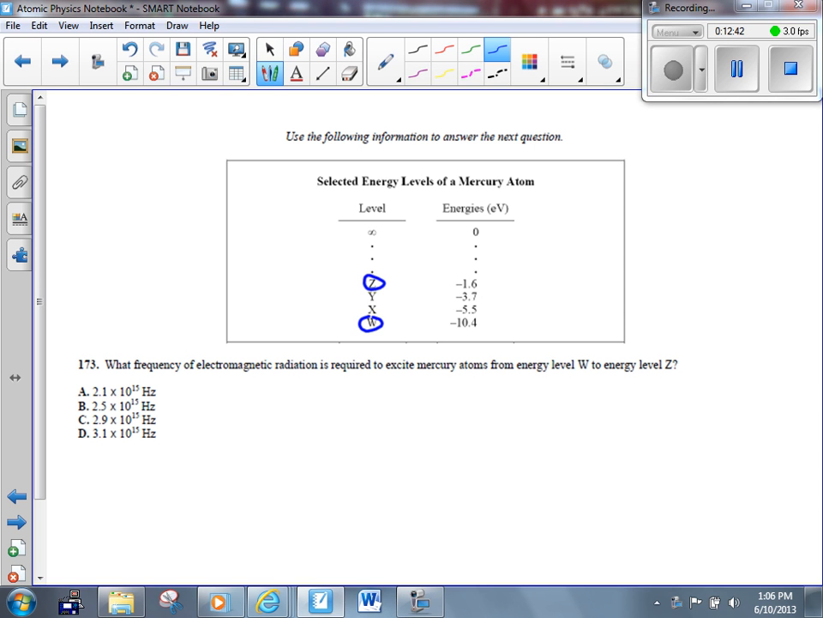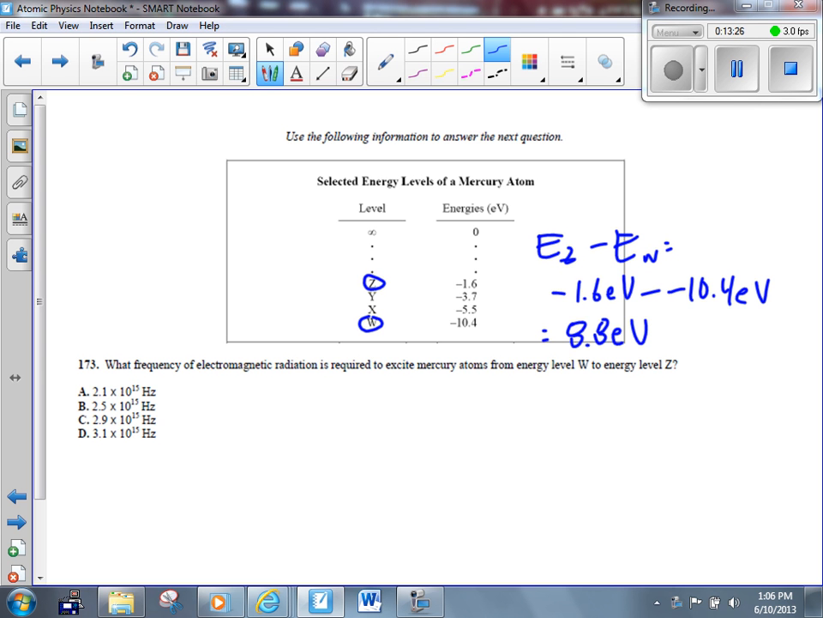First, to find the frequency of that photon that needs to be absorbed, we need to find the energy of the photon and therefore the energy of the transition. So let's say the final minus the initial, Ez minus EW. That's going to be negative 1.6 electron volts minus negative 10.4 electron volts. When I do the math on that, I think it works out to be 8.8 electron volts. Now, understand that we get a positive value here because we're jumping levels. We're going to a higher level and absorbing EMR in order to do that. If we were going the other way around, from Z to W, then we would have gotten the same number, but it would have been a negative value.